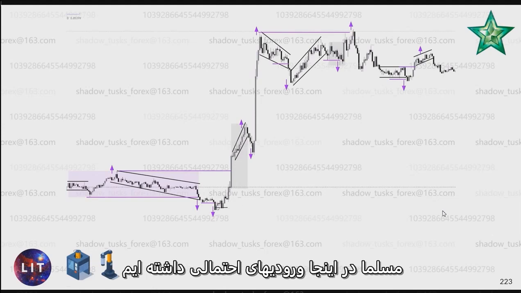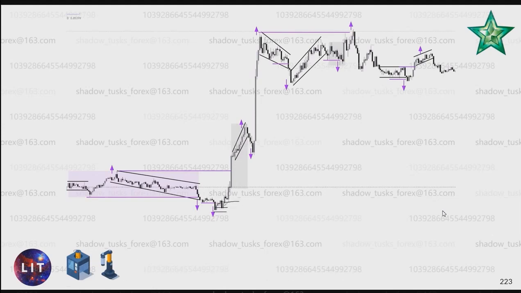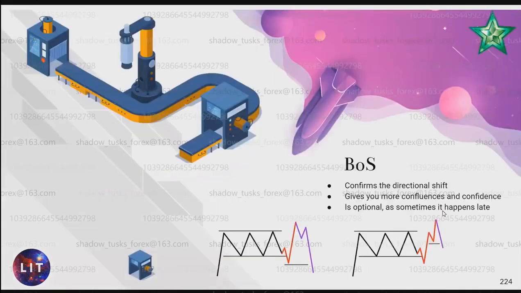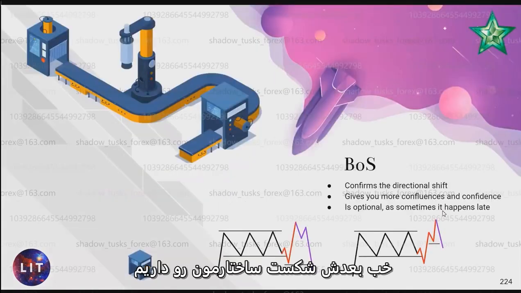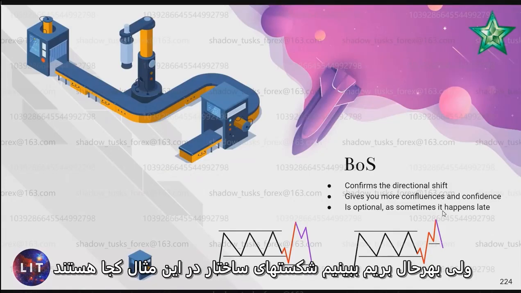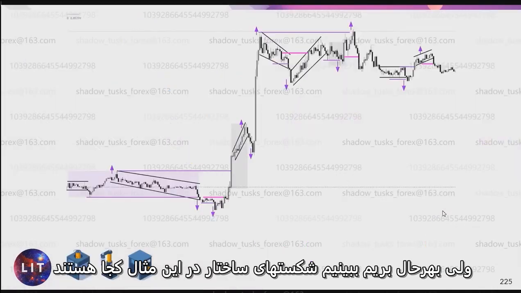Obviously we would have possible entries here, definitely an entry here. This would be a very nice trade, but I don't want to go too much into entries. All right, so next we have our break of structure. Again, it's optional, but let's see where the breaks of structure are in this example.